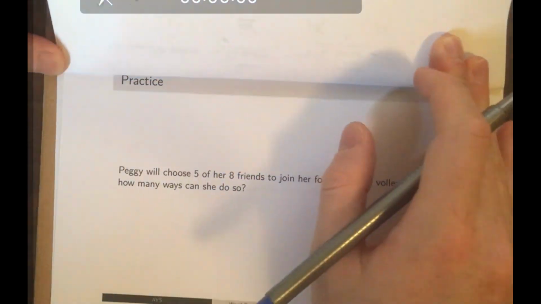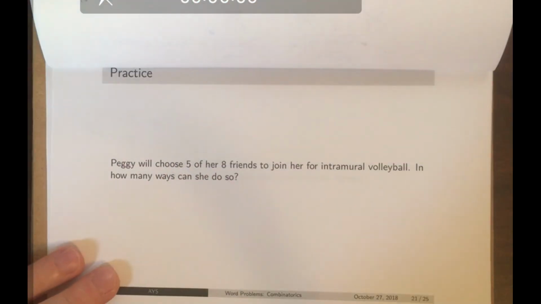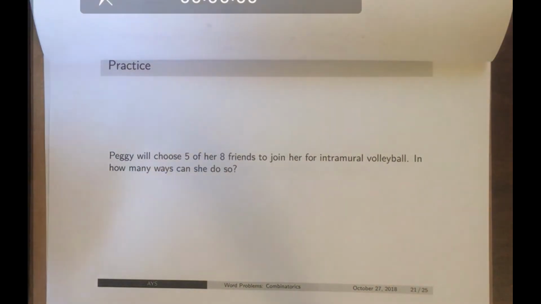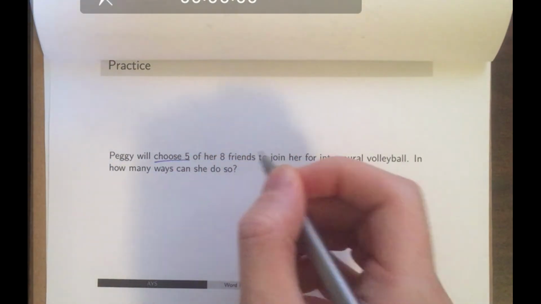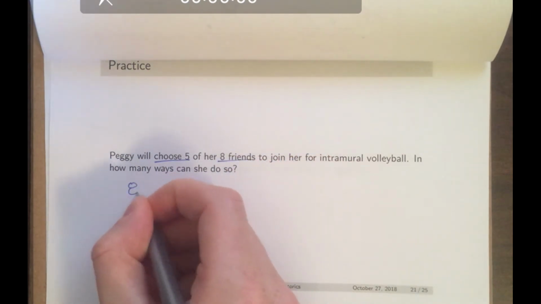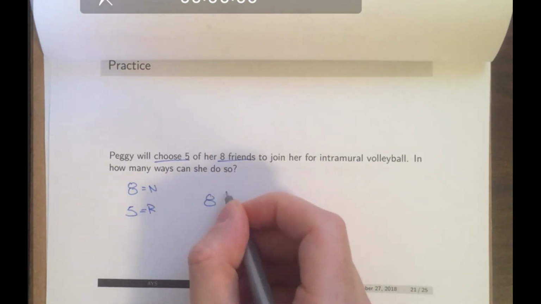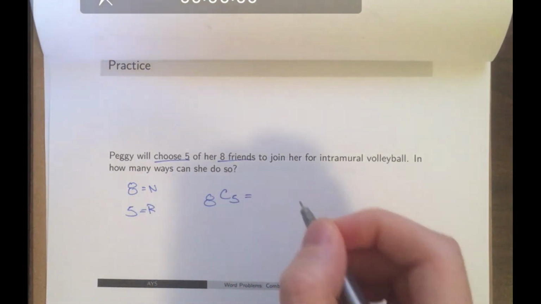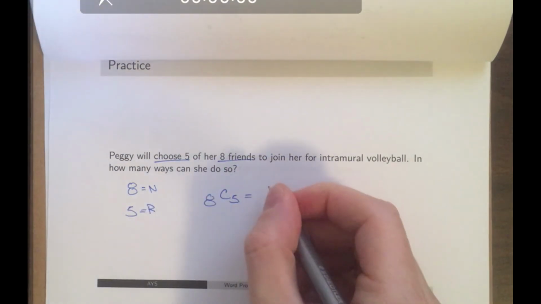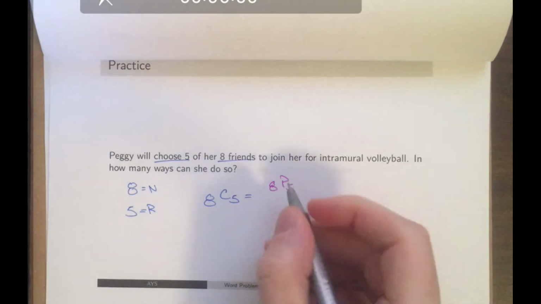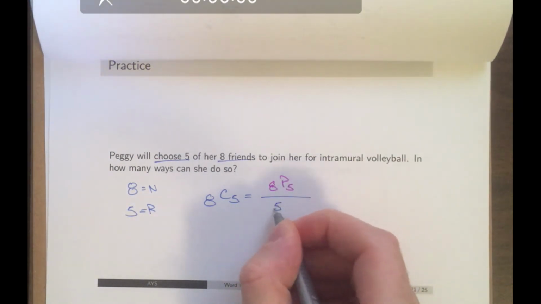So let's go ahead and do an example. Give yourself a second to do it. When you're ready, you can unpause the video. Okay, so we have choose 5, and there's 8 total. So you could say 8 equals n, that's your number of friends. Your committee is 5. So this is 8 choose 5. The numerator is always permutation, so I'll say 8p5. The denominator is the size of the committee, factorial, so 5 factorial.